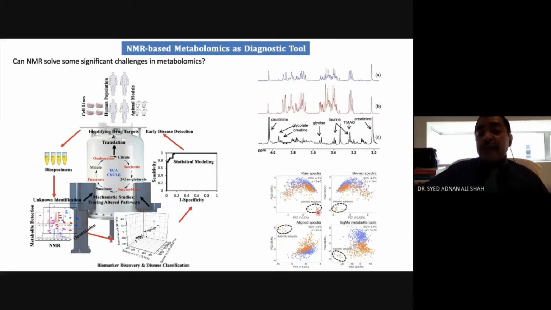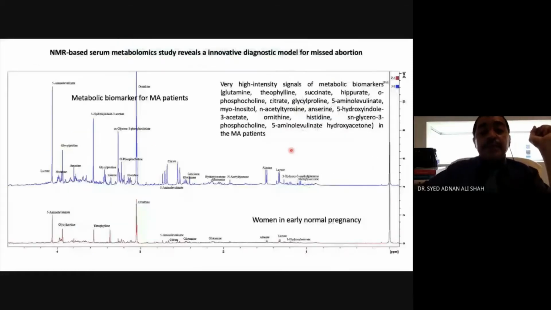So this is a PCA graph. You can see the individuals, how these are the metabolites of the individuals, and this is the metabolite in case of diabetes. Different metabolites or metabolic profile in case of diabetes as compared to the healthy person. So this tool can act as a universal detector for early disease detection.